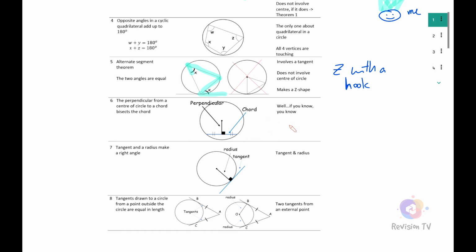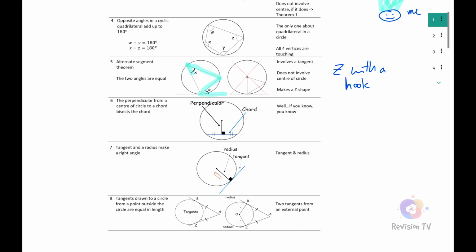Well, how to spot it? Well, if you know, you know. I can't say much because this is a special one. It doesn't come up a lot in GCSE, but if you do A-level maths, this one comes up quite often in A-level maths. Number 7, tangent and a radius make a right angle.